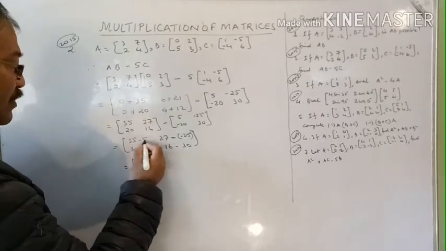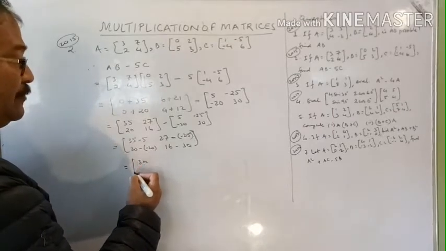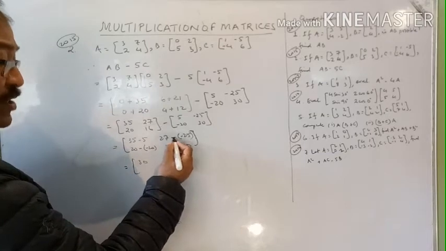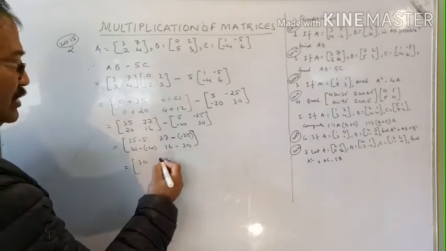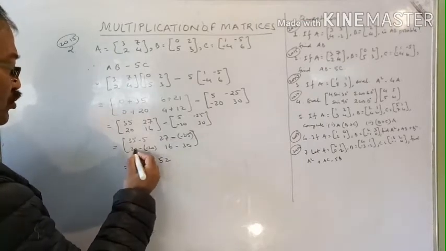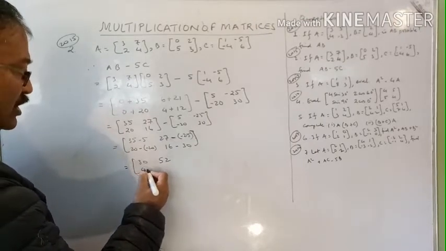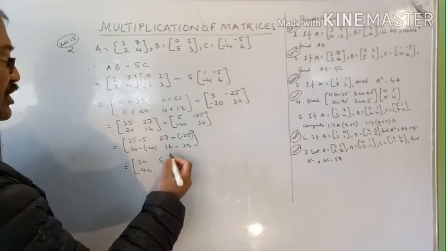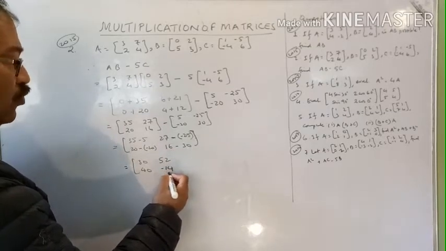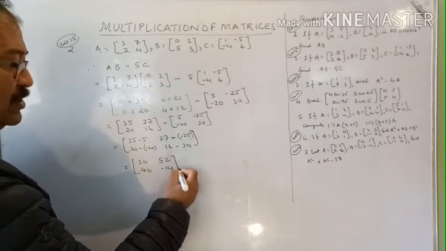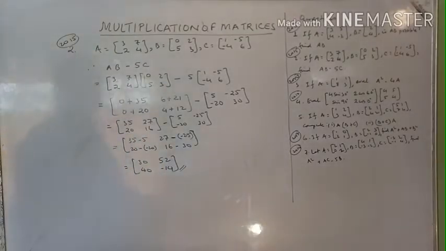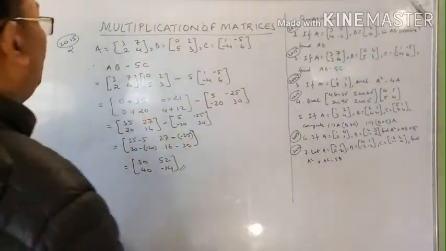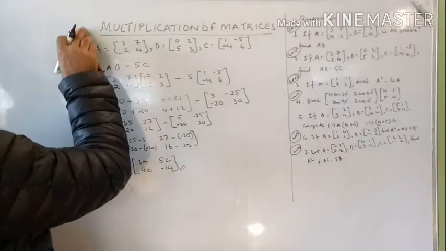So what you get: 35 minus 5 is 30. Minus minus becomes plus, so 5 plus 7 is 12, so it is 52. This will become minus minus plus, so it will become 40, and 16 minus 30 will be minus 14. You subtract by the sign of the bigger number. So this is your answer, the value of AB minus 5C. Okay, now let's take question number 3.